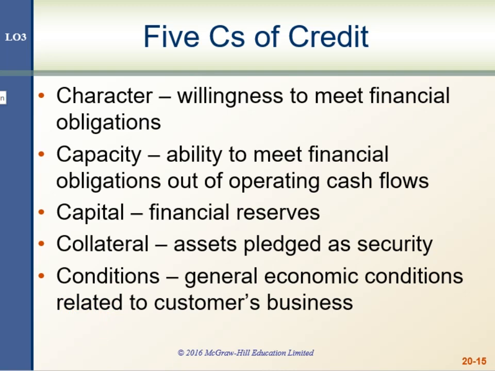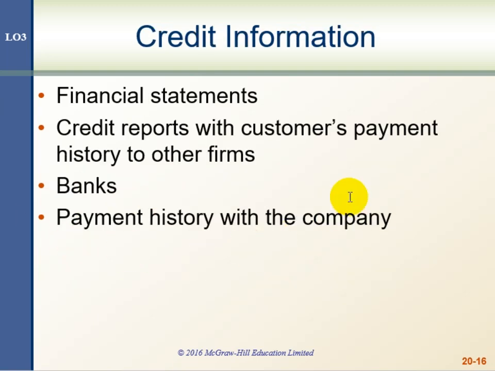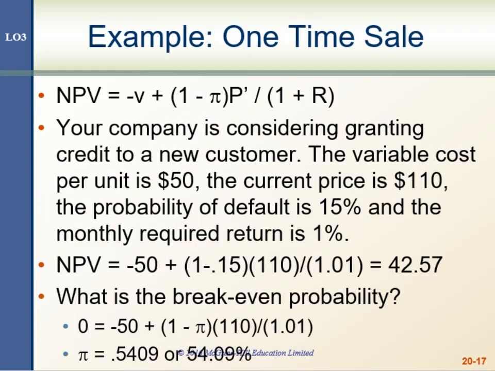Did I say 10%? It's not 10 million. It was 10%, so it was actually 50 million for 5 years of dividends. So 10% dividends, which is fairly significant. All right, so the credit information that you want to get would be the financial statements, credit reports, bank's relationship, and payment history that you have with the company.